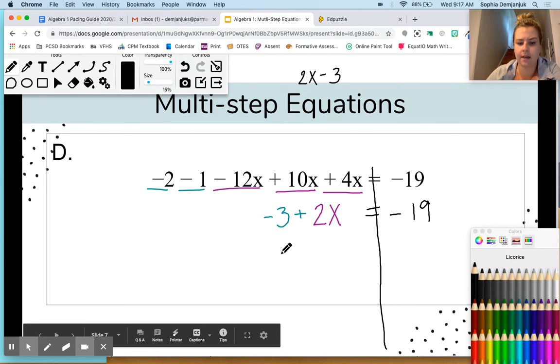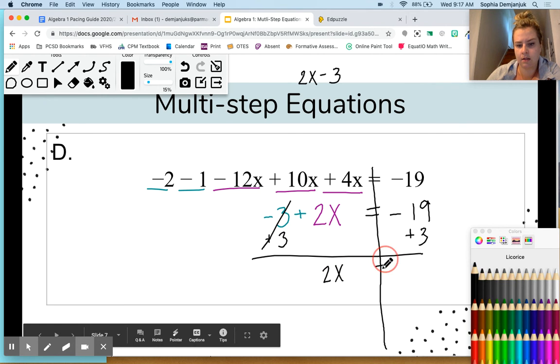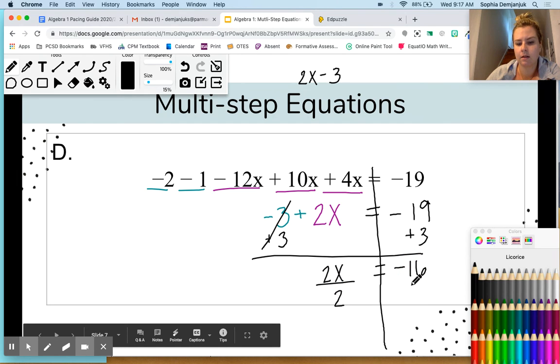I want to get this -3 over to the other side. I'll have to add it. 2x equals -19 plus 3 leaves me at -16. We need to divide both sides by 2. x equals -8.